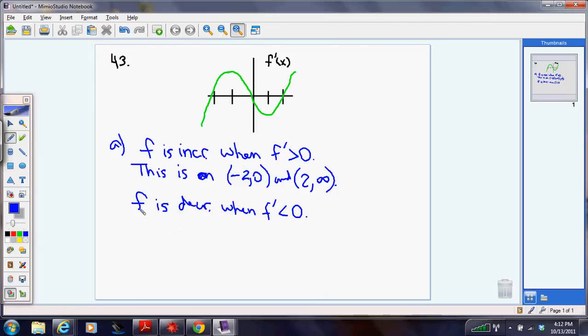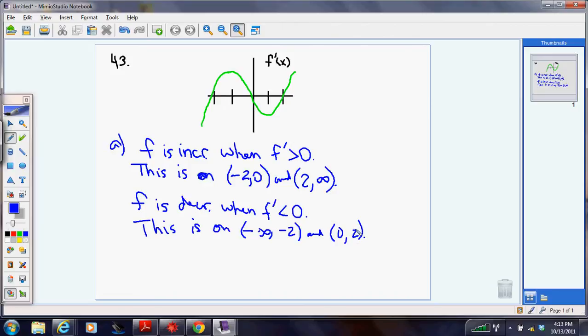So f is decreasing when f prime is less than 0. And we can see from the graph in the book, and somewhat from what I have here, from -infinity to -2, and then from 0 to 2, f prime is below the x-axis, which means f prime is negative, and so this is occurring on those intervals. This is on the interval from -infinity to -2, and from 0 to 2.